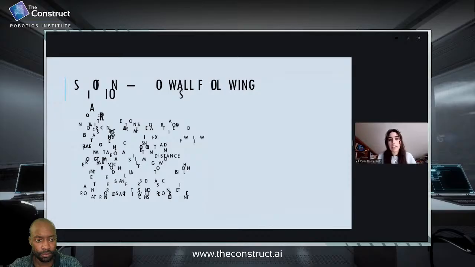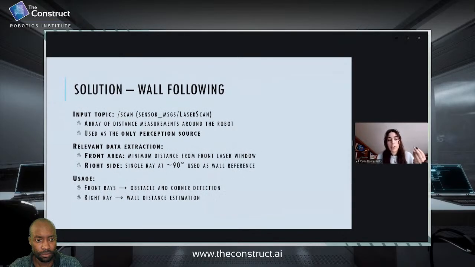In this case, I develop a ROS2 node, which is composed of a subscriber, in this case the laser scan subscriber. I of course need the laser data to detect the obstacle. As we know, the laser scan gives all the measurements of the laser, so with all the degrees around the robot. But for this use case, I just consider the front ranges, the front measurements, and just one measurement for the right side of the robot, to detect the distance from the wall.